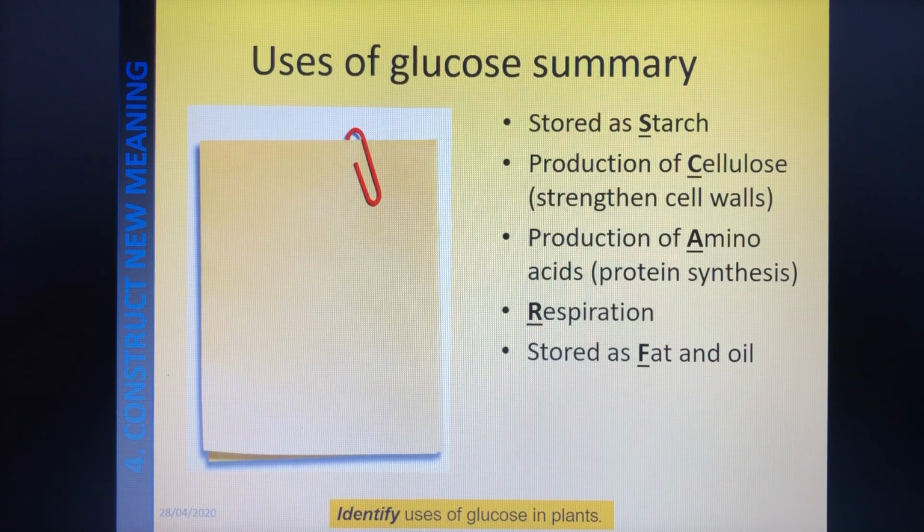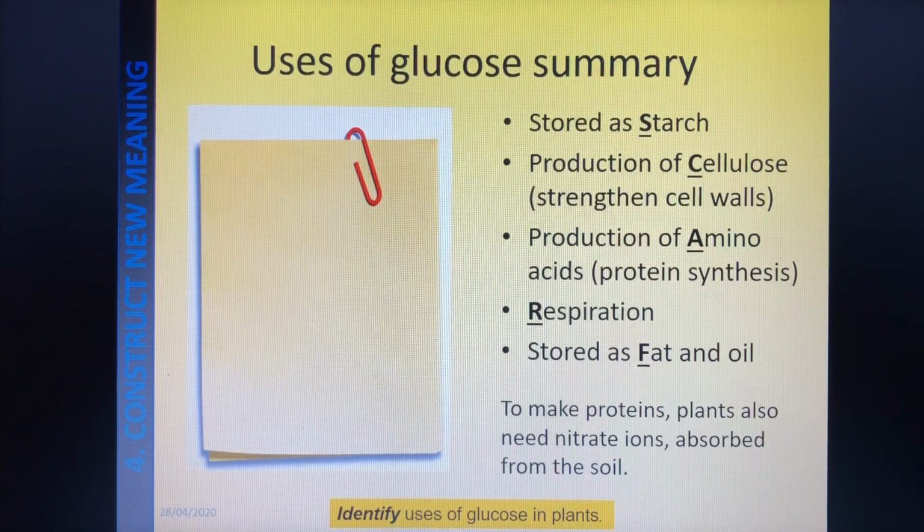So this is kind of our summary for the next 2 lessons. We're going to be looking at all of those uses of glucose by the plant, and our summary is that we've got this phrase scarf, okay? Starch, cellulose, amino acids, respiration, fats and oils. Now you can write this page out if you want to, just as your kind of summary of the beginning part of this block of 2 lessons, but we're going to look at each of these in turn. And today we're going to look at respiration, and we're also going to look at storage as starch, okay? And we'll cover the other 3 next lesson.